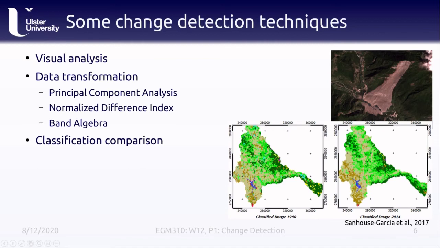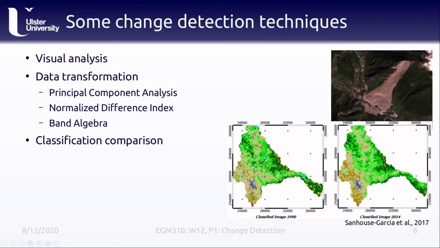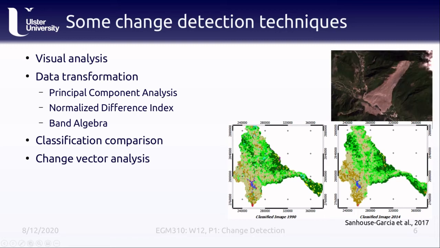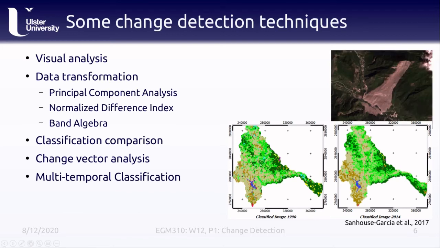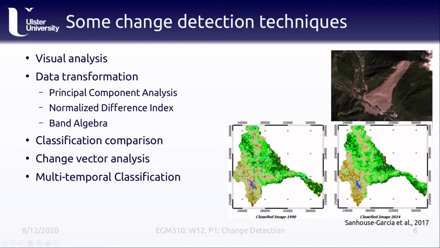We could do a classification comparison, where we classify each image individually and compare the results. This may not always be the best option, however. Classifications can be noisy, and so any differences may not reflect true changes. Change vector analysis can help us identify spectral changes based on the magnitude and direction of differences. Multitemporal classification, unlike classification comparison, seeks to classify changes. For example, a change from bare soil to crops or from forest to urban areas.